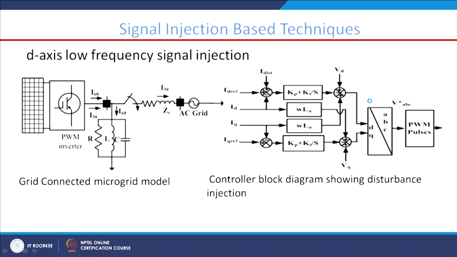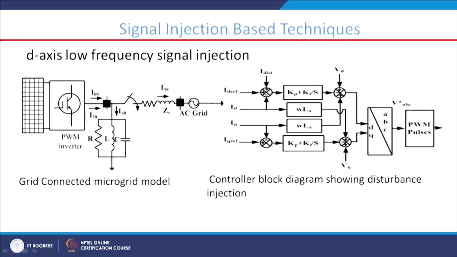Now, the first one, as I discussed, is that we inject either a low frequency signal or a high frequency signal. Here I have taken I30. I30 is basically a current signal with 30 hertz, and this is our fundamental current signal I60. During grid connected mode, this I60 is going to flow through the load and I30 is going to flow through the grid side.